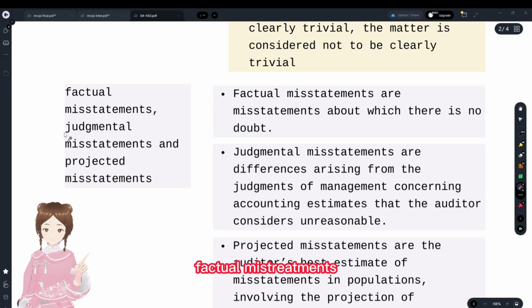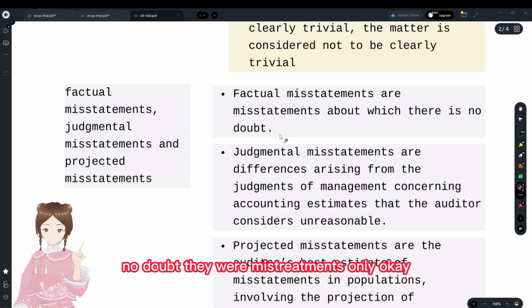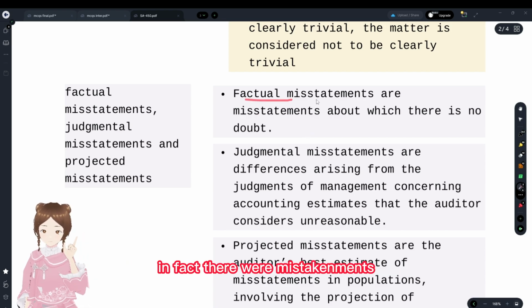Factual misstatements, judgmental misstatements, projected misstatements. We'll see all three ones. Factual misstatements were those misstatements, no doubt they were misstatements only. In fact, they were misstatements.